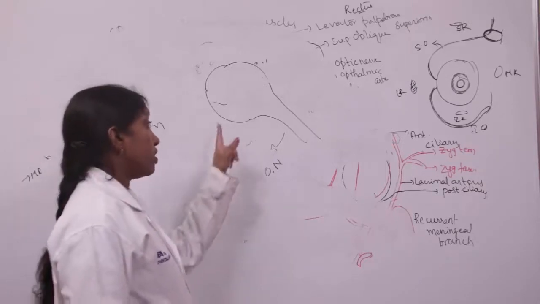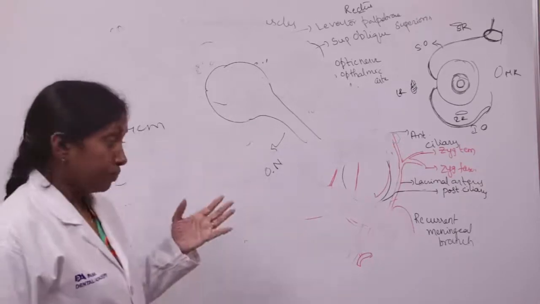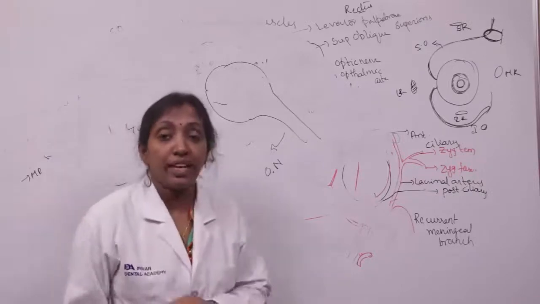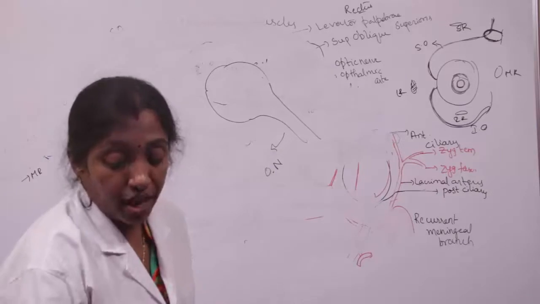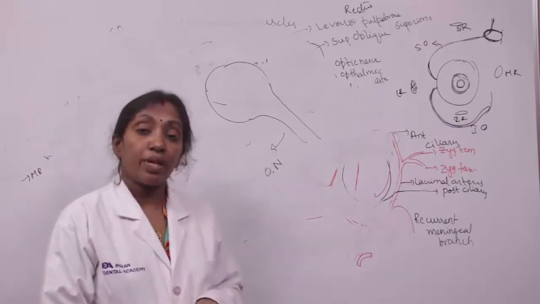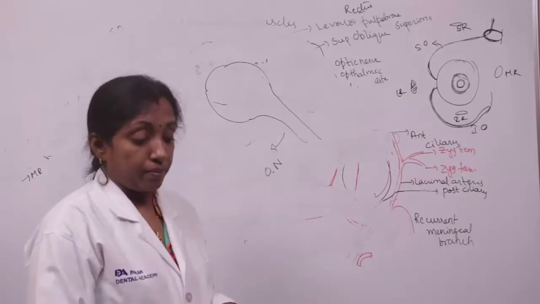The optic nerve is nothing but an extension of the dura mater. And here the optic nerve consists of fibers that arise from the ganglionic cell layer of the retina.